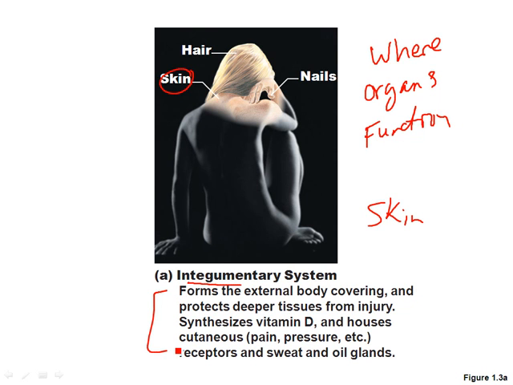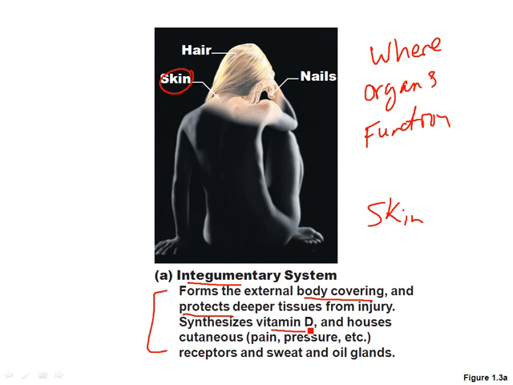Examples: skin, hair, nails. What does it do? It's your external body covering, but it has some other functions as well. It gives you protection. Your skin is a protective layer. It also has a metabolic function. That means it makes something. It helps you make vitamin D. When UV light, sunlight, hits your skin, it helps you make vitamin D.